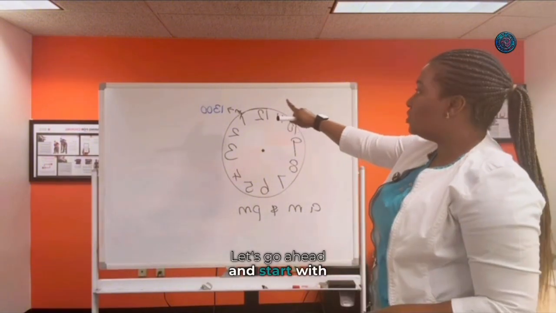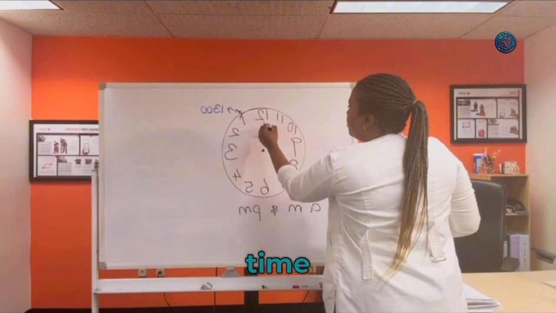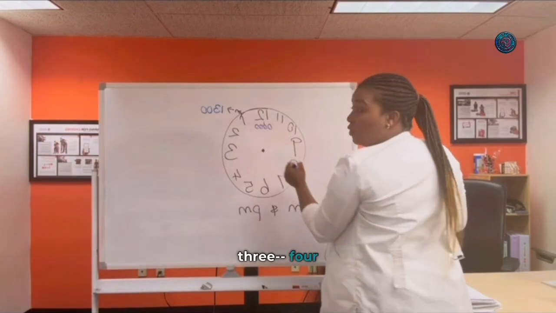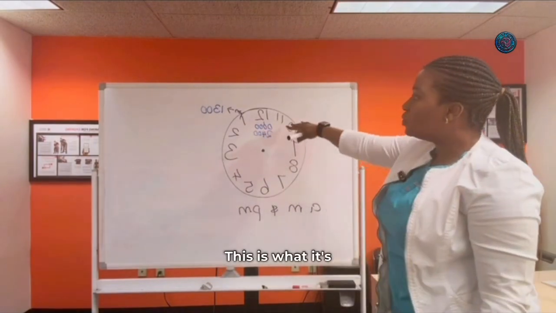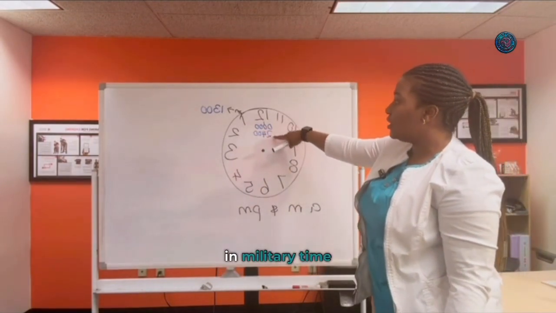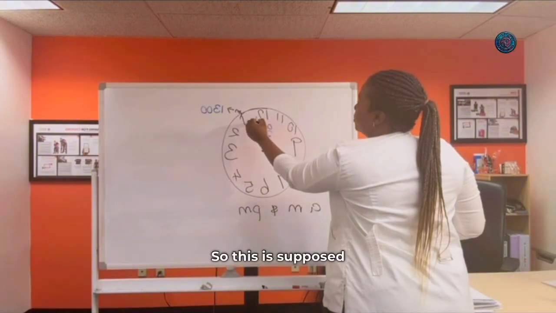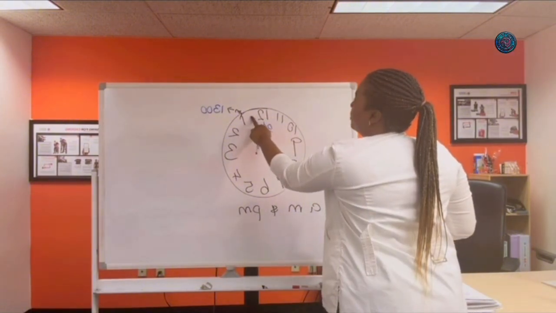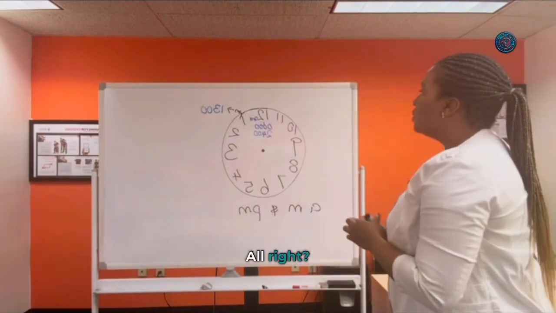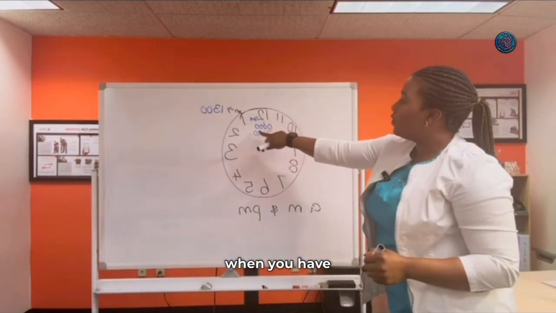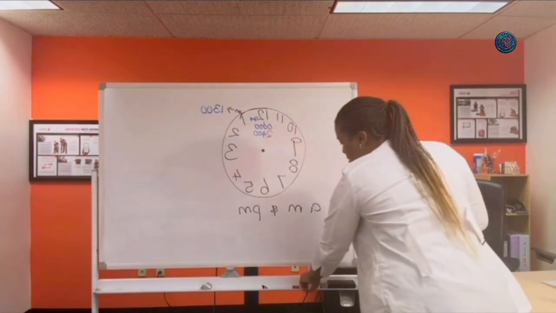Let's go ahead and start with 12 midnight. For 12 midnight in military time, you either put 2 zeros, 4 zeros, or you put 2400. This is what it's supposed to be in military time, and for regular time, this is midnight. So this is supposed to be 12 AM.